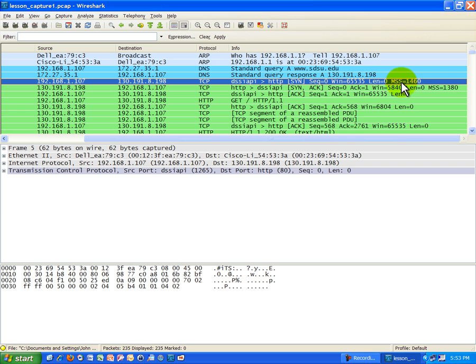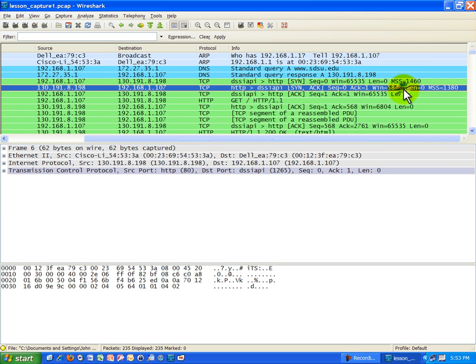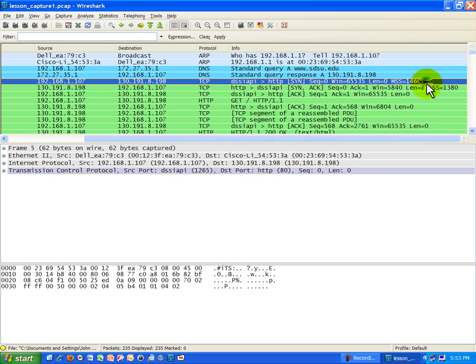So that was a frame from me to the web server of San Diego State. And in this one, San Diego State's web server is telling me that the maximum segment size it can send in frames back to me is 1380. So it's a little bit smaller for some reason. That's just a negotiation that goes on between the two machines establishing the connection.